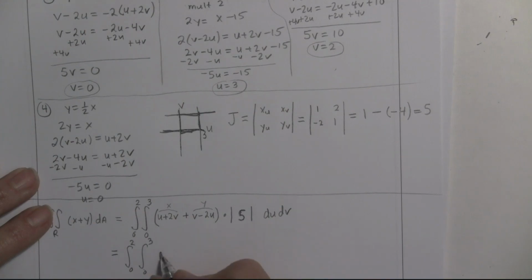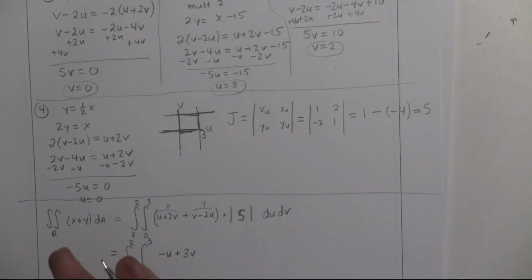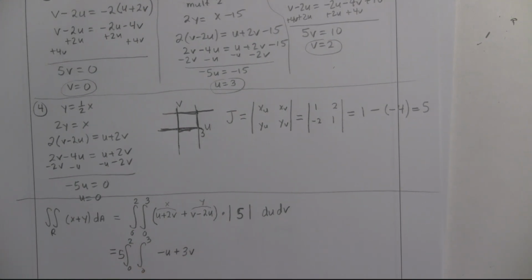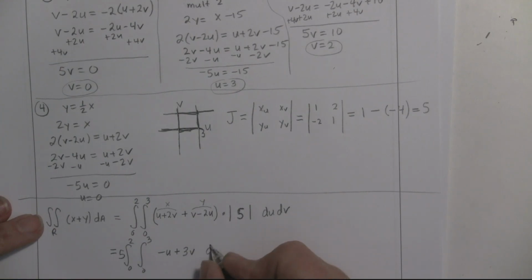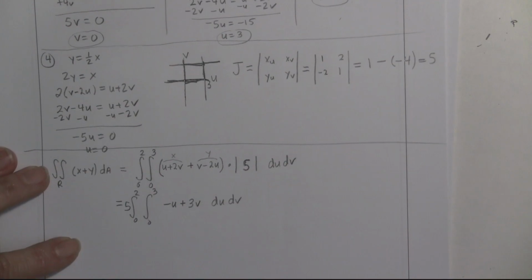u minus 2u is -u, and then plus 3v. And the 5 can go out front, the absolute value of 5, that doesn't have any variables in it. It possibly could have variables in it. On this particular example, it doesn't. And so I'm going to put the 5 in the front, and the absolute value of 5 is 5. And then du dv. I don't often put constants out in the front.